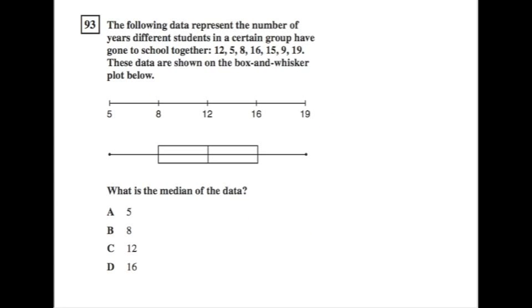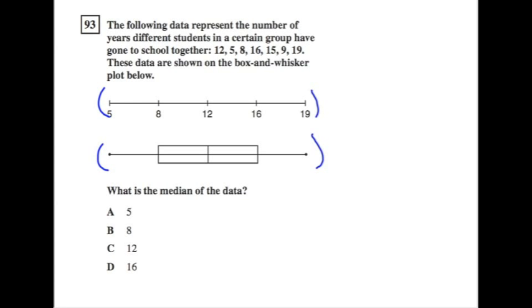93, another box and whisker plots. I can tell just by looking at it. It says the following data represents the number of years different students in a certain group have gone to school together. 12, 5, 8, 16, 15, 9, 19. These data are shown on the box and whisker plot below. So here's my box and whisker plot right down here. And here it is represented to the number line up here.